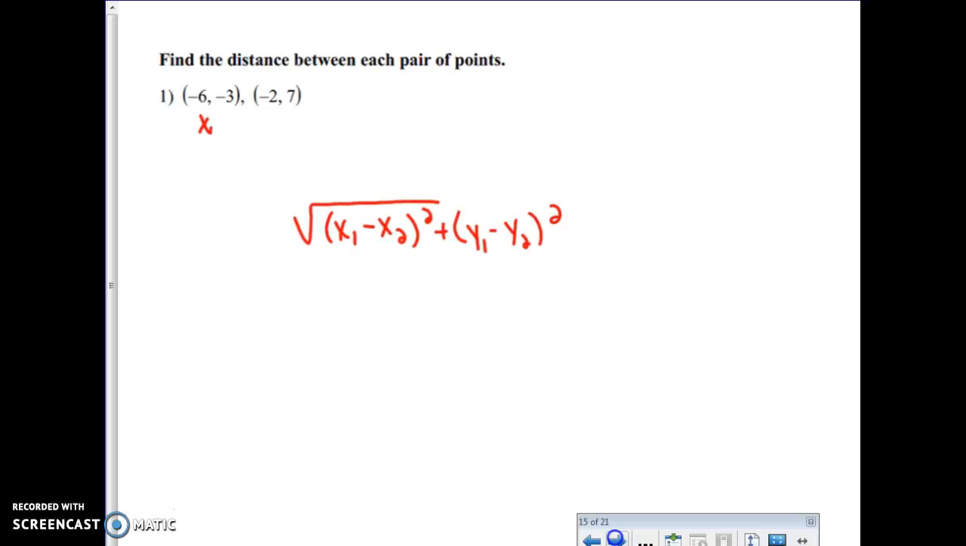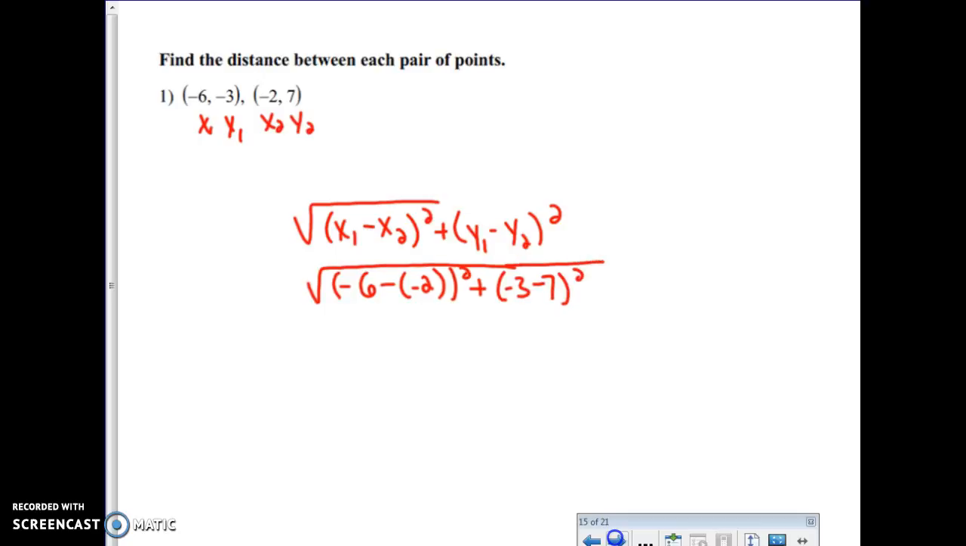Okay, so I'm going to use this to help find the distance between these 2 points. So I know this one is x1, that's y1, that's x2, this is y2. So I'm going to plug these values into this equation. So I'm going to take -6 and subtract -2 and square it. I'm going to take -3 and -7 and square that. So if I take -6 minus -2, I get -4. And if I take -3 minus -7, I get -10.